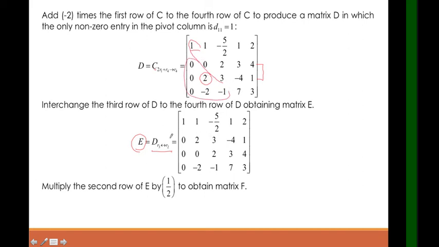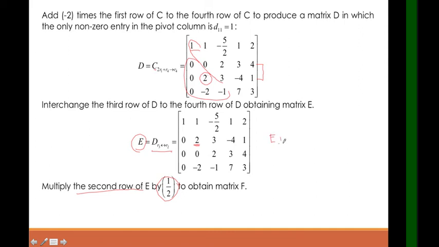Yun ang target natin eh. Okay? So dito, interchange natin. So pinaglipat natin yung row 3 and row 2. So we have 2, 0, 2, 3, negative 4, and 1 from row 3. And row 2 is 0, 0, 2, 3, and 4. Okay na tayo doon. Next, multiply the second row E by 1/2 or the reciprocal. Para maging 1 yan, pwede tayo mag-multiply ng 1/2. So, that is letter E na, no?